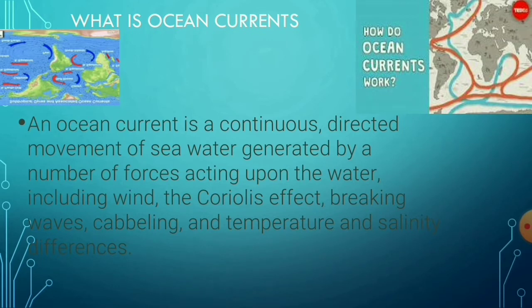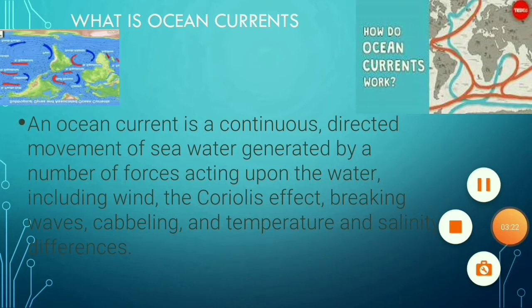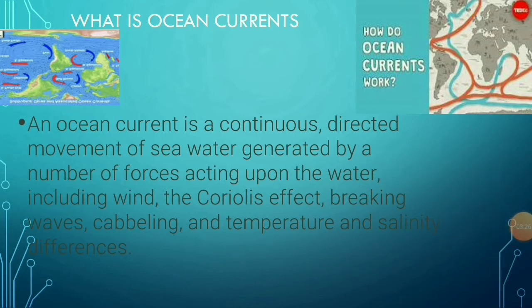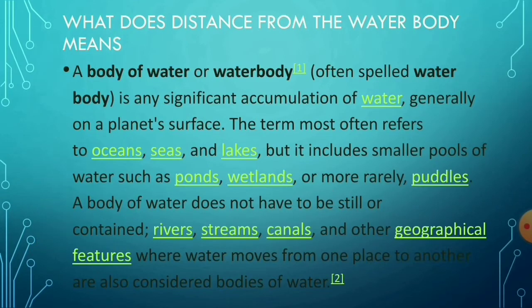An ocean current is a continuous directed movement of seawater generated by a number of forces acting upon the water, including wind, the Coriolis effect, breaking waves, cabbeling, and temperature and salinity differences. Friends, do you know ocean currents bring warm and cold water from the oceans to the shore? So ocean currents are very useful.